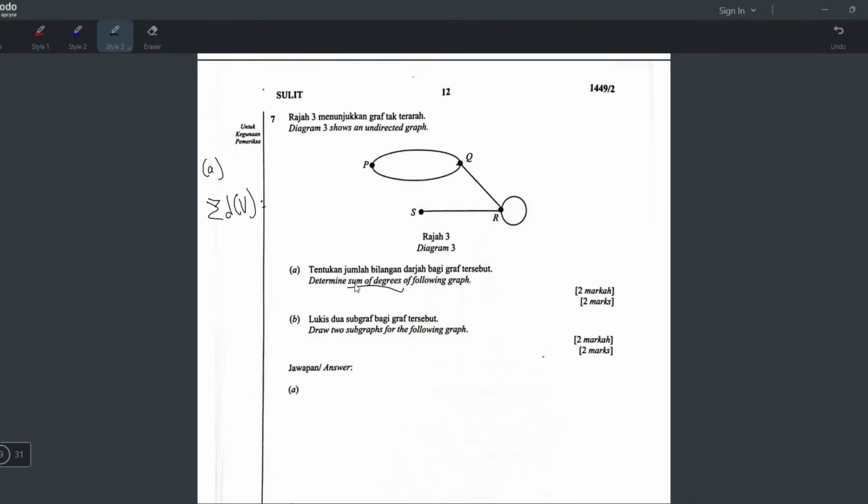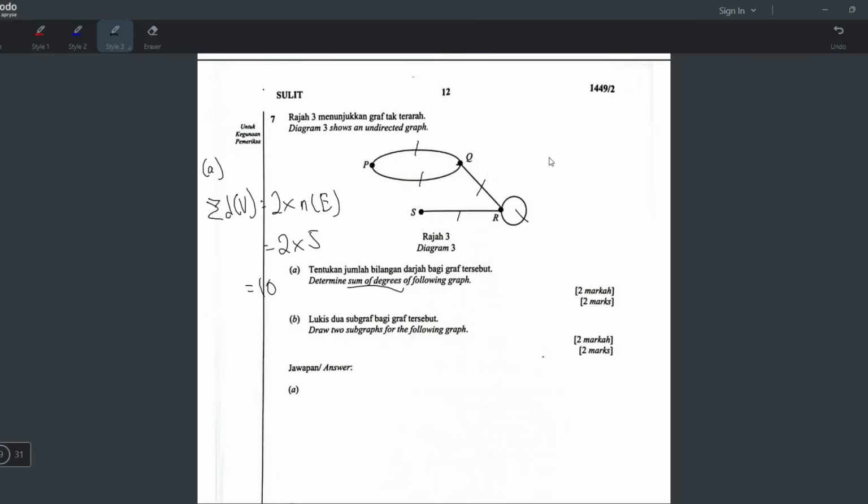But usually when they ask for sum of degree, we do it fast by using the formula 2 times NE, times number of edges. So just do 2 times, and then count how many edges there are. So we have 1, 2, 3, 4, 5. The loop, we only count as 1 edge. So 2 times 5, the answer is 10. That's how you find the sum of degree.